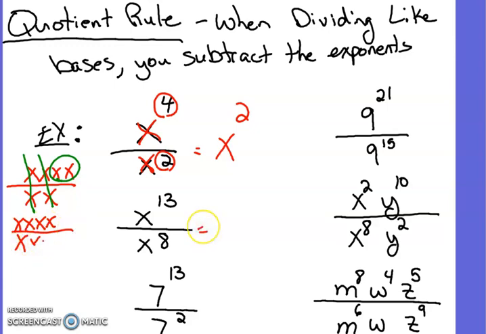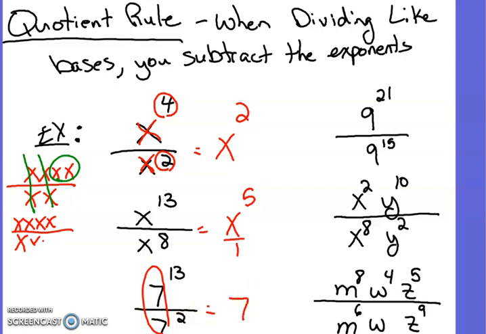So it's easier to memorize a quick rule. The base doesn't change. You have 13 of them up top, 8 of them on the bottom. That means I'm going to have 5 remaining up top. Okay, so that you can write over 1 if you want. So let's look at the next one. The base is 7. Okay, the base doesn't change.